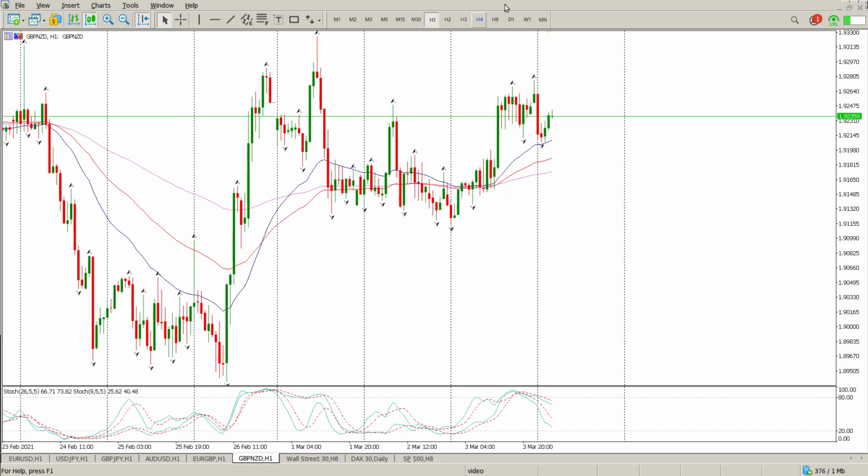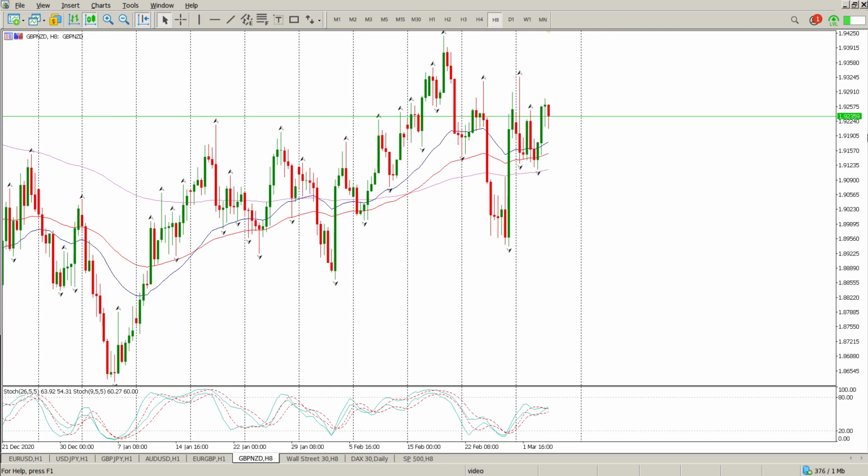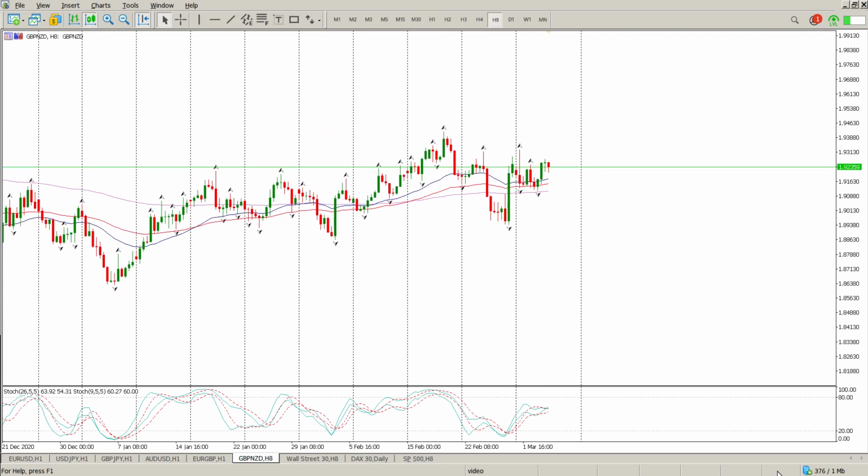Yeah, I know I said I was going to look for something different, but I'm stubborn that way. And it does look to me like if we trade the lower time frames, we can get something going.